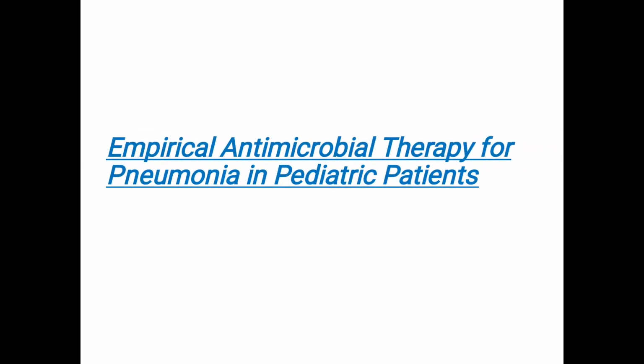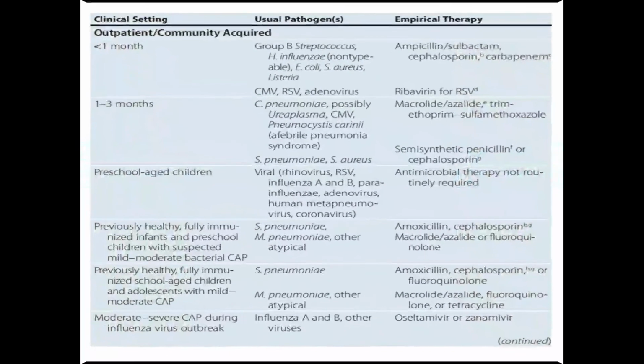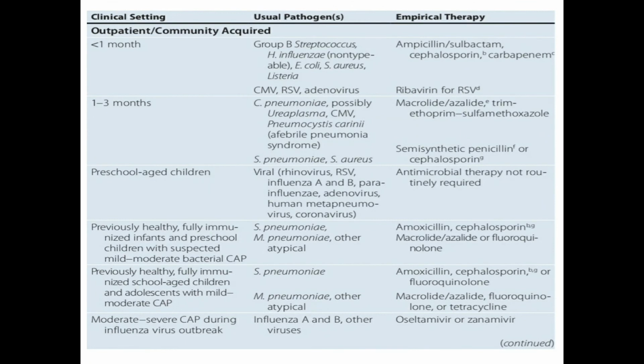Coming to the treatment, let us see the empirical antimicrobial therapy for pneumonia in pediatric patients. For those who are less than 1 month, we can manage with ampicillin, sulbactam, cephalosporin, carbapenem for usual pathogens such as group B streptococcus, Haemophilus influenzae, E. coli, Staphylococcus aureus, and Listeria. And for organisms such as respiratory syncytial virus, we can manage with ribavirin.